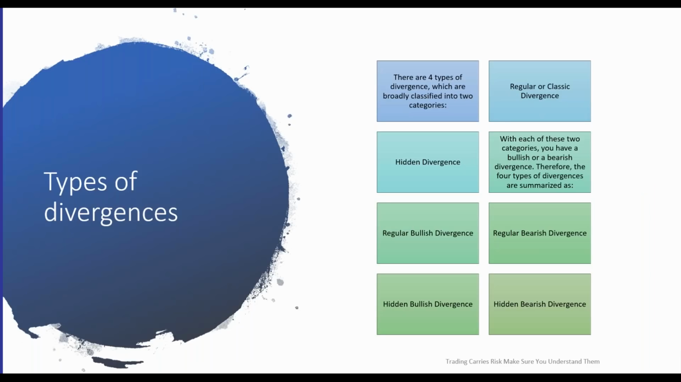So divergence comes in 4 different categories. We have regular or classic divergence, and then what's called hidden divergence. With each of these two categories, you have a bullish and a bearish. So we have regular bullish divergence, regular bearish divergence, hidden bullish divergence and hidden bearish divergence. These are just the names. We'll talk about what they are and how to spot them in a second. They are just mirror reflections: the regular bullish and regular bearish divergence are the opposite of one another, and hidden bullish and hidden bearish divergence are exactly the mirror images of each other.